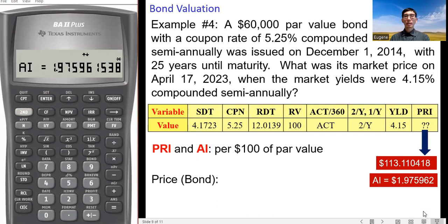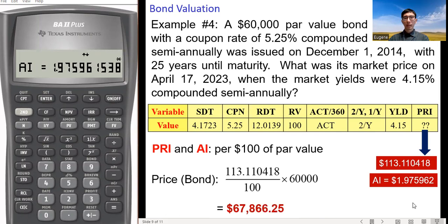To get the market price, we use the value of PRI and then divide by 100 and multiply by the par value 60,000. So the market price of the bond is $67,866.25. This is not the purchase price of the bond. This is only the market price.